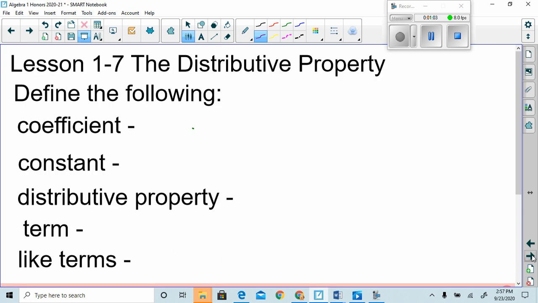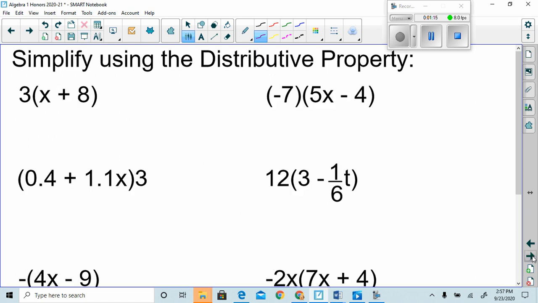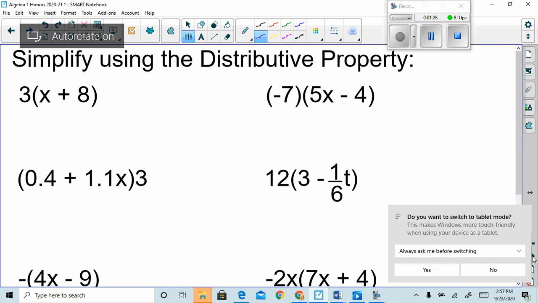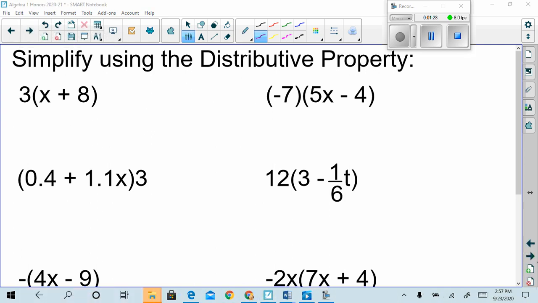Now that you've submitted your quiz, we're going to look at lesson 1.7, which is the distributive property. Hopefully you've had an opportunity to define some key terms. If not, we'll go over them as we introduce the lesson. The distributive property is something we're all very familiar with. The majority of the time, the number or term to distribute will be on the left, but once in a while, like in this second term in the first column, it might be on the right.